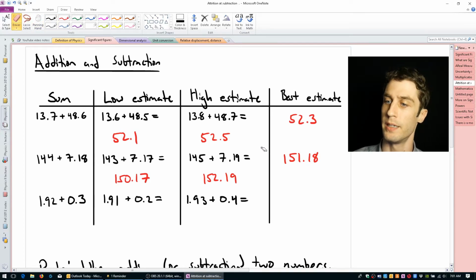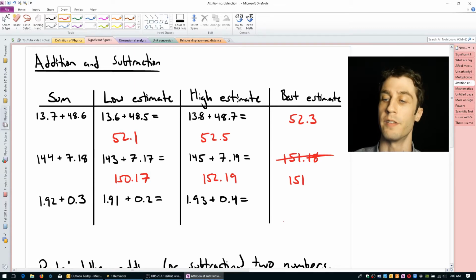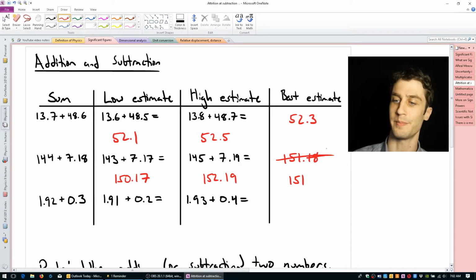Let's take a look. They both agree that the first digit is 1. They both agree that the second digit is 5, but then this third digit could be a 0 or it could be as high as a 2, and so this third digit is uncertain, but it is significant, and so the number that we write for our result is 151. All right. One more example.